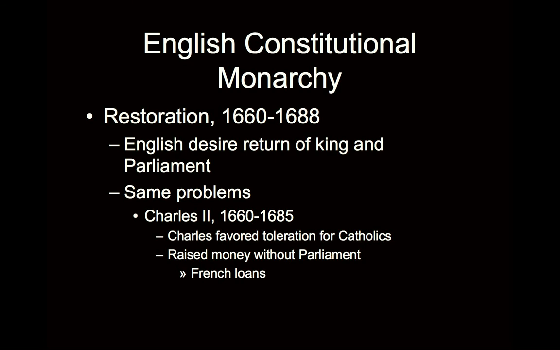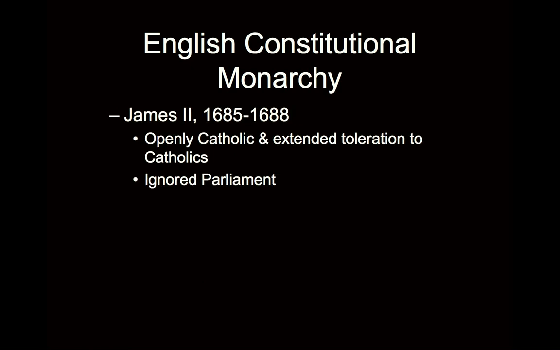Charles also sought to mimic the absolutism of Louis XIV. He tried to raise money without going to Parliament, and he did so through a loan from the French king, Louis XIV. So again, Charles II upset his religious and his political enemies, but not enough to lead to a civil war. His son, however, James II, was much more extreme in his points of view.